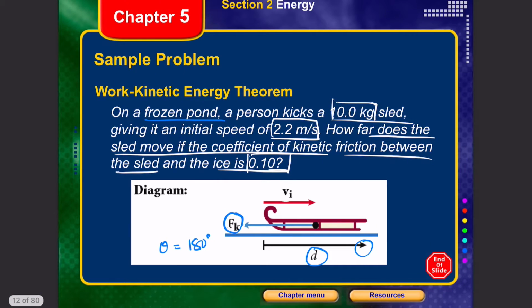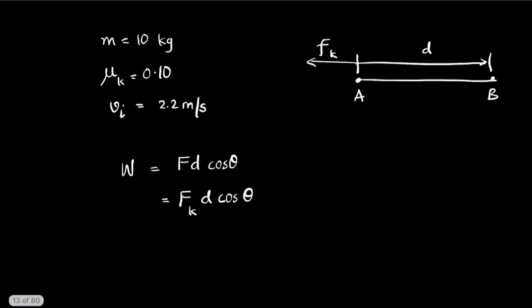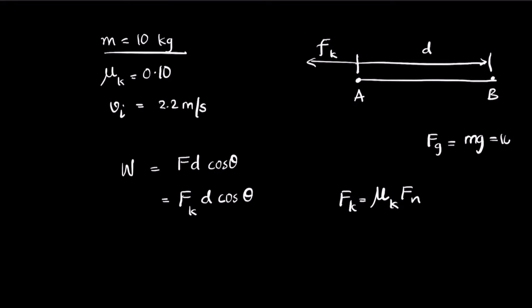Now we have to know the kinetic friction is given, but we do not know the actual value of kinetic friction. So from the original formula for kinetic friction, we can write that kinetic friction is equal to mu k times Fn, which is the normal force. Notice that the sled has a certain mass, so we need Fg here. So Fg is mg, so m is 10 times 9.81, which is 98.1 Newton.